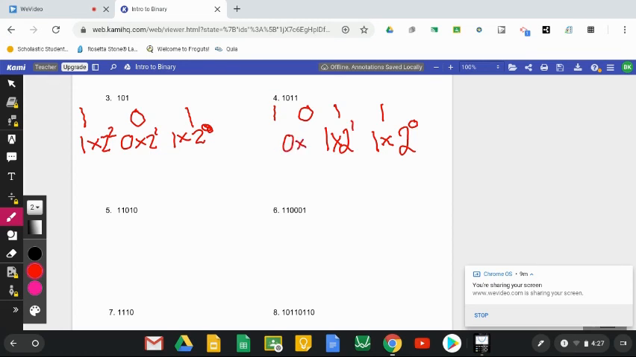And then 0 times 2 to the second. 1 times 2 to the third. And let me go over how to do this once more. So do 1 times 2 to the third. 2 to the third is 8. So that's 8 plus. Anything times 0 is 0 plus. 2 to the first is 2 times 1 is 2 plus 2 to the 0 is 1 times 1 is 1. So this is 8 plus 2 plus 1, 11.